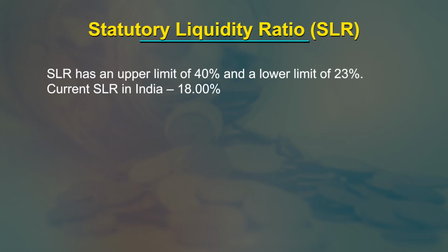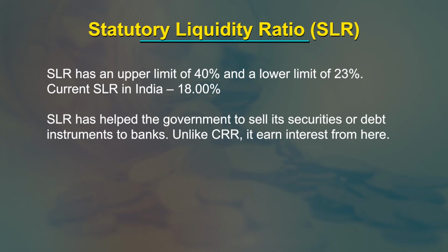Right now, in India, there is a range of selective statutory liquidity ratio. The range is 40%, the upper limit, and the lower limit, 0, none. But the current statutory liquidity ratio is 18%. So this statutory liquidity ratio actually helps the government to sell its securities, debt instruments to banks, unlike CRR. Then the question is, what is CRR? CRR is the cash reserve ratio.